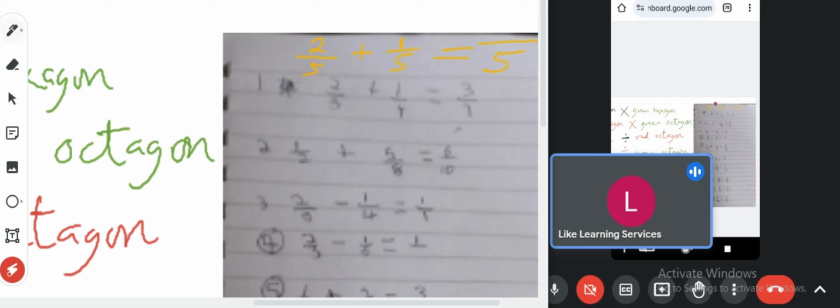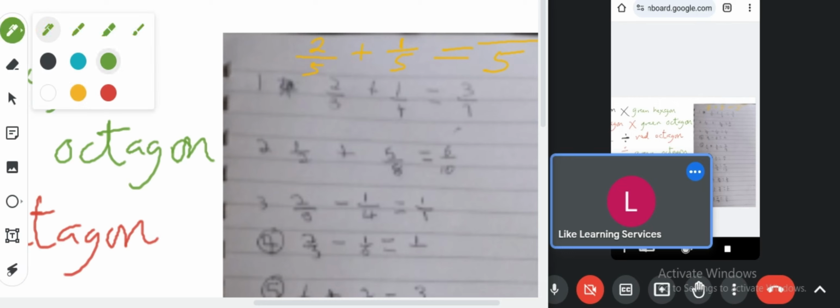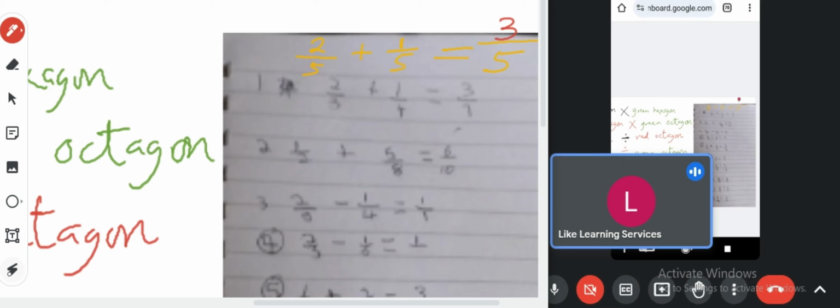Yes. So the answer will be what? Add up the numerators. What do you have? 3. Yes, only the numerators are added or subtracted. You do not add the denominators. Only the numerators will be added or subtracted. Did you get that? Yes. We do not add the denominators. Once the denominators are the same, you write out that number.